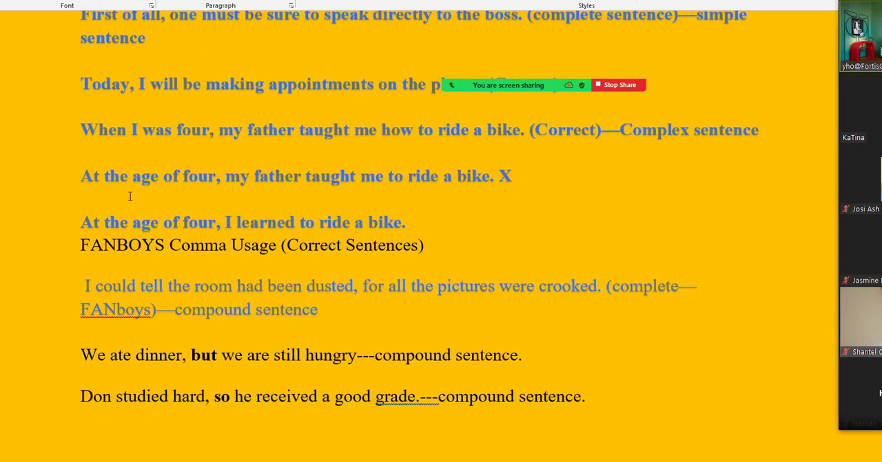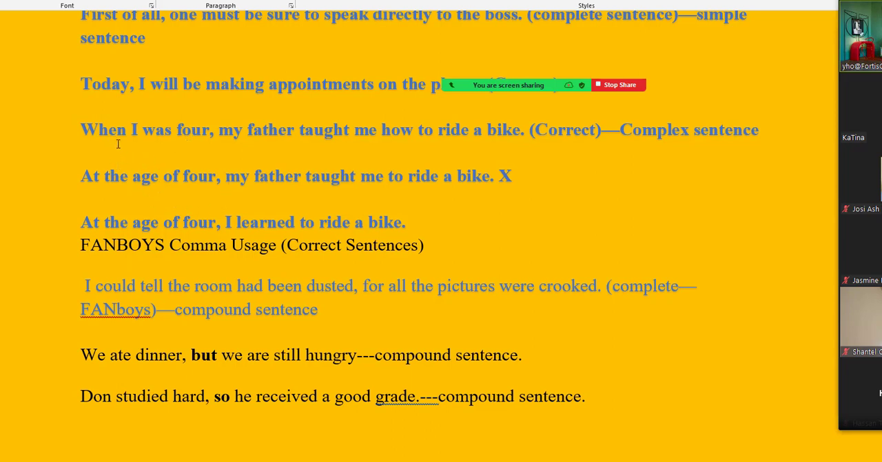Now we get into the realm of dangling modifiers. And that's the last part of this lesson. At the age of 4, my father taught me to ride a bike. Why is this wrong? The answer to that question is the rest of this lecture. So, was your father 4 years old when he taught you to ride a bike? Were you even alive when your father was 4 years old to begin with? No. So that's why this is missing a subject.